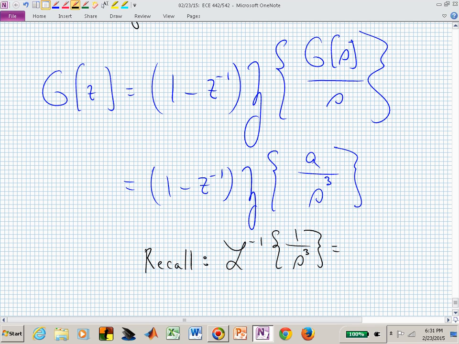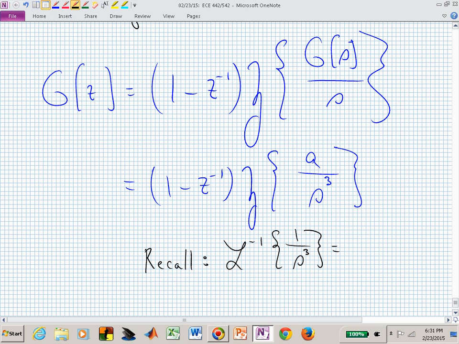What's 1 over s look like? Let's just work our way up. 1 over s, when we inverse Laplace, is 1, isn't it? We're viewing this like a signal. 1 over s is a unit step. We take it into the time domain, it's 1.